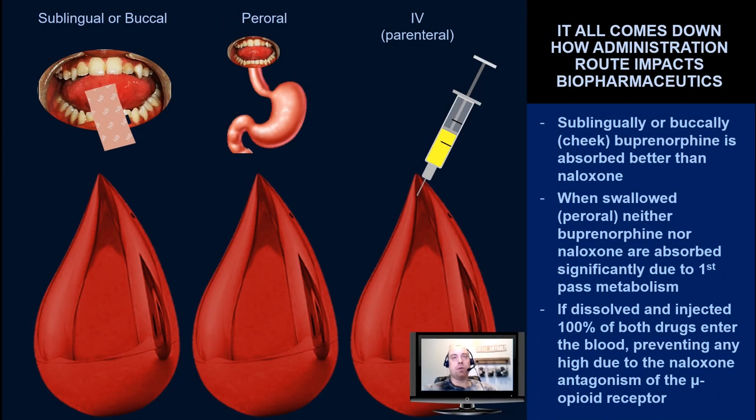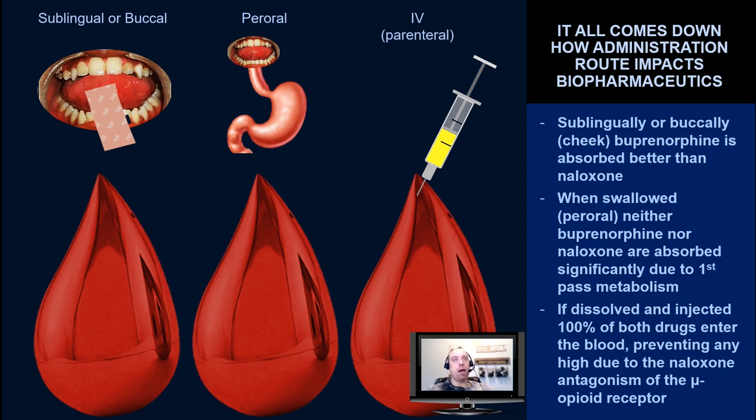So this is going to be basically an explanation of why we combine an antagonist with an agonist of the opioid receptor. And this is one of the really interesting instances where it all comes down to something called biopharmaceutics, and that's the absorption. I'll call it differential absorption of buprenorphine and naloxone.